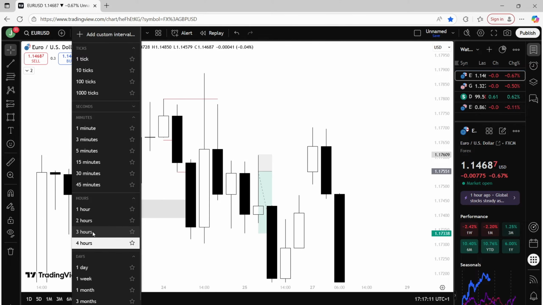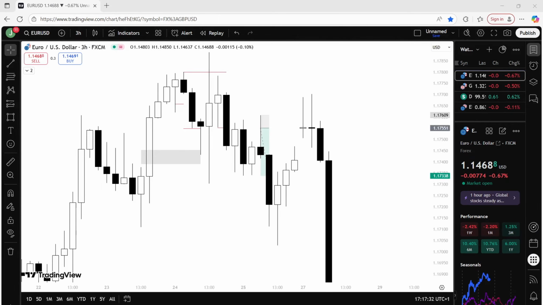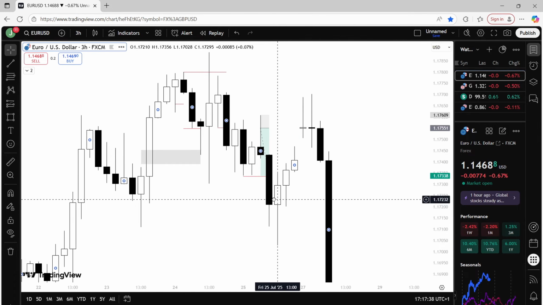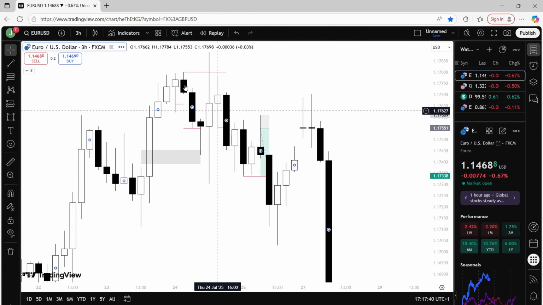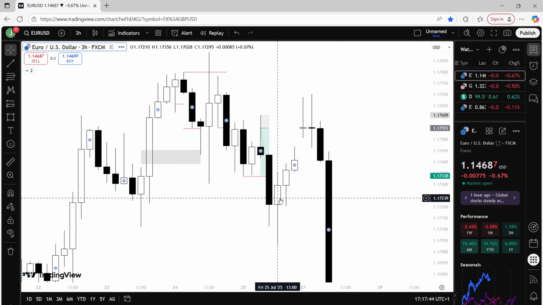Now, if we go down to the 3-hour, another 3-hour break. I say another, the first one. And then even after the trade played out, we've got another 3-hour break here. So what I'm trying to explain is that if you see multiple breaks within market structure, the market's telling you where it wants to go.